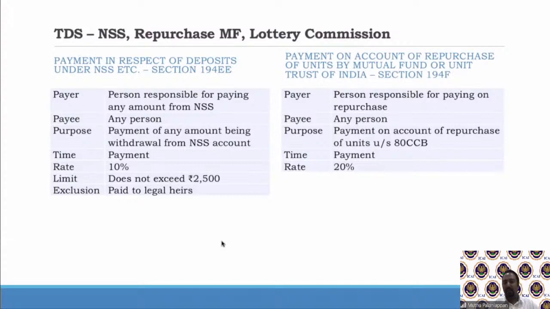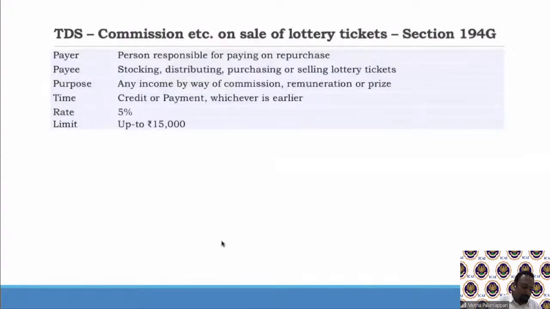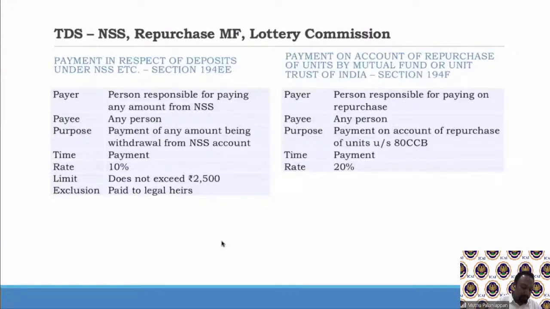As far as 194F, you call it repurchase of units. So repurchase of units, which is typically your, just give me a second. Stylus is not working. Just give me a second.